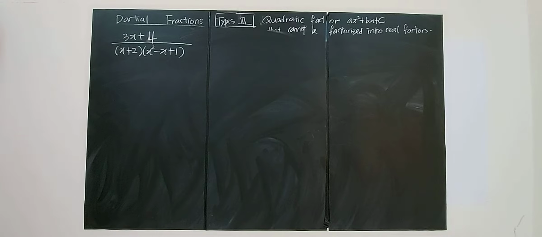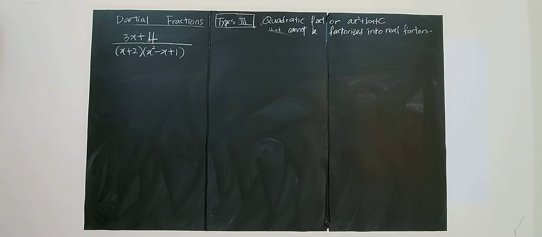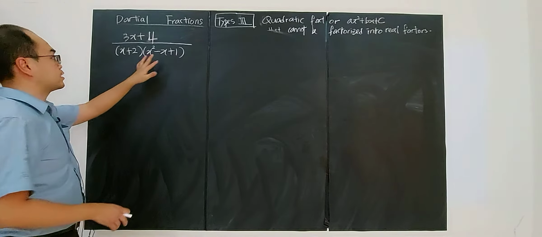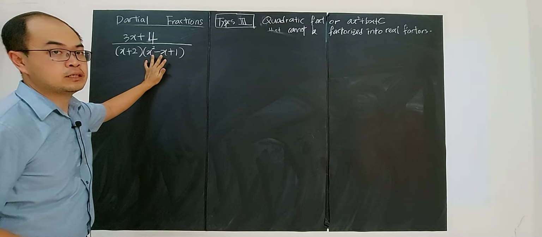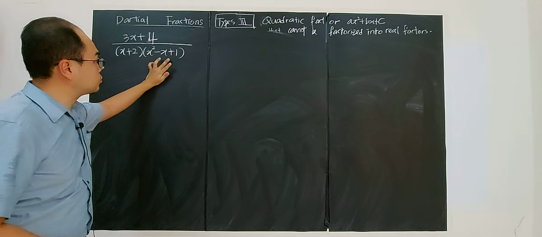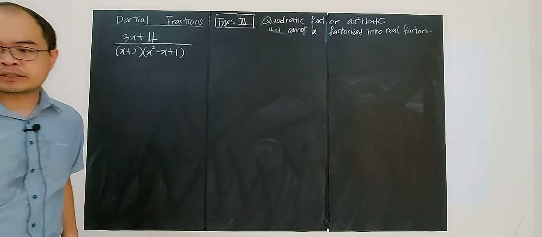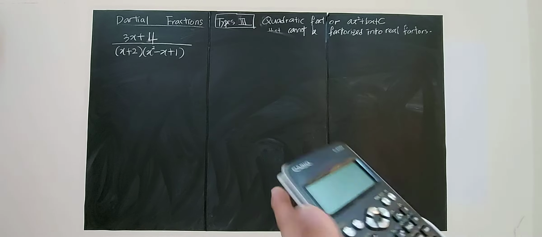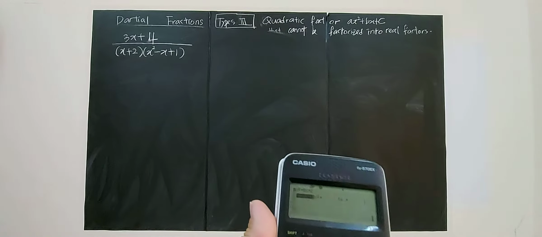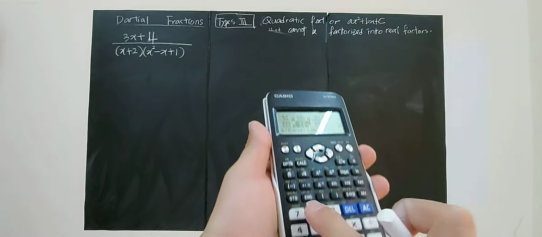All right, let's continue with these examples. As you know, I have introduced you to how to verify that this is a quadratic factor that cannot be factorized. I have taught you to use the calculator. If you key in this one, you are getting i, right? So I will show you again, by using the calculator, I will do it again for you.